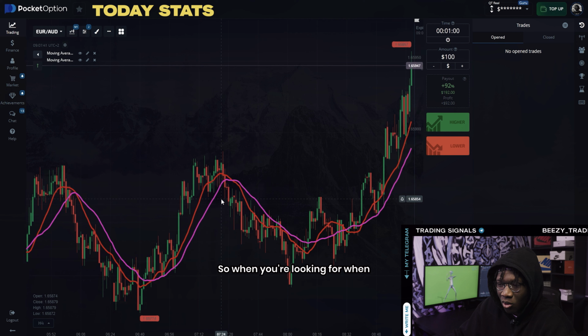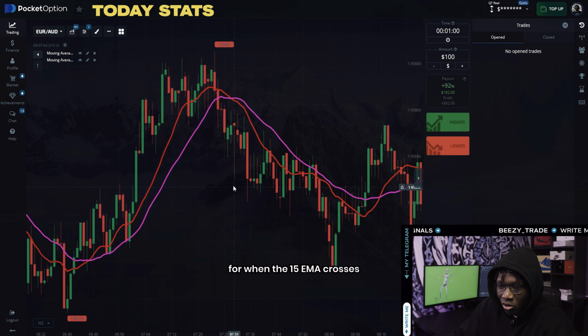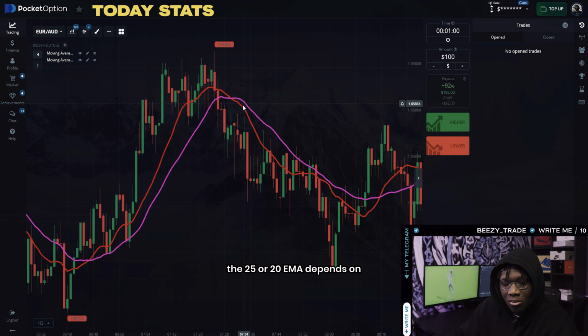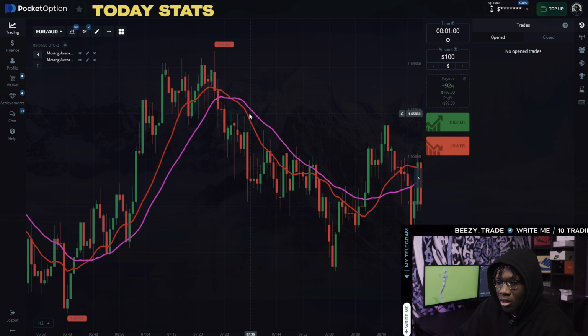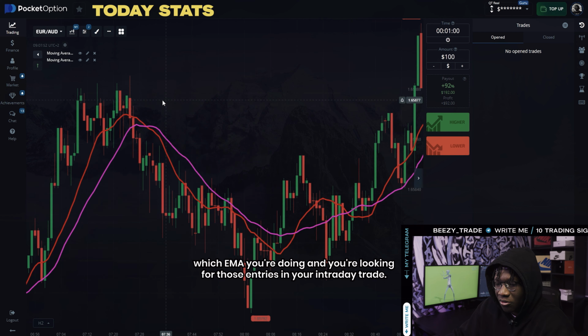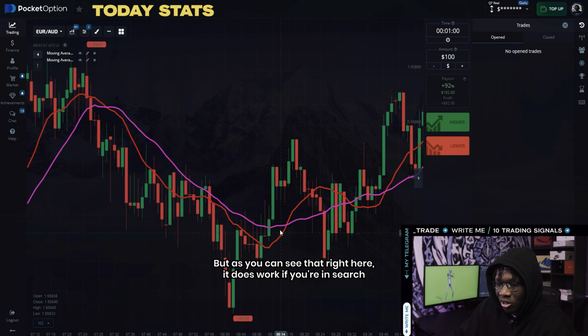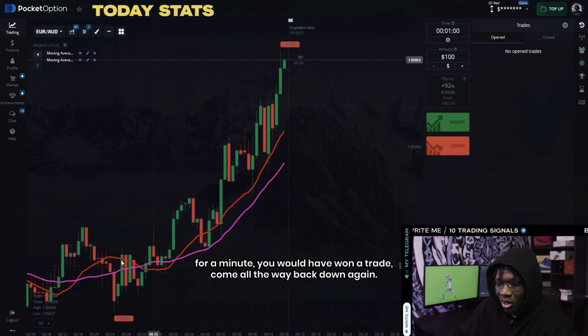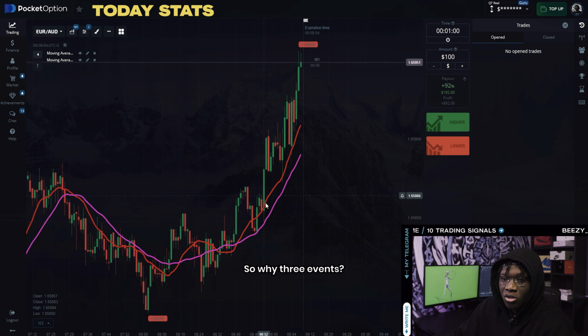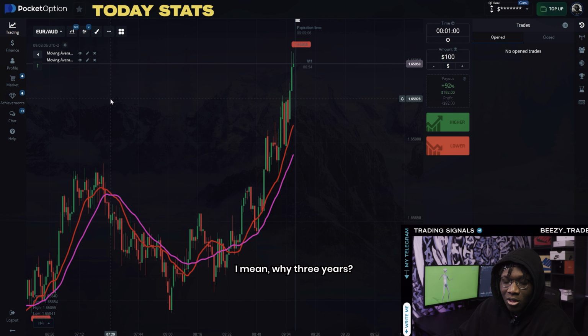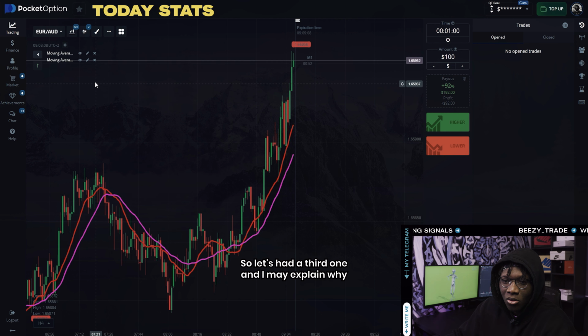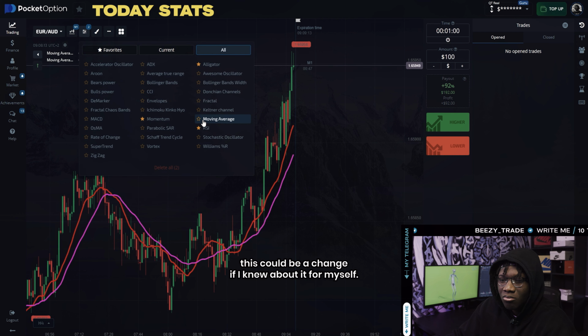When the 15 crosses the 25 or 20, depending on which one you're using, you're looking for those entries for your trade. As you can see right here, it does work. If you had entered a trade for a minute, you would have won a trade. You can see it come all the way back down again. So why 3 SMAs? Let's add a third one, and I'm gonna explain why this could be a game changer.